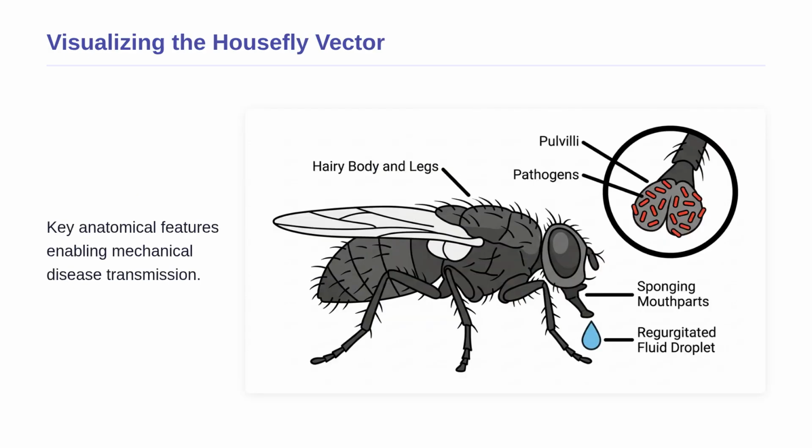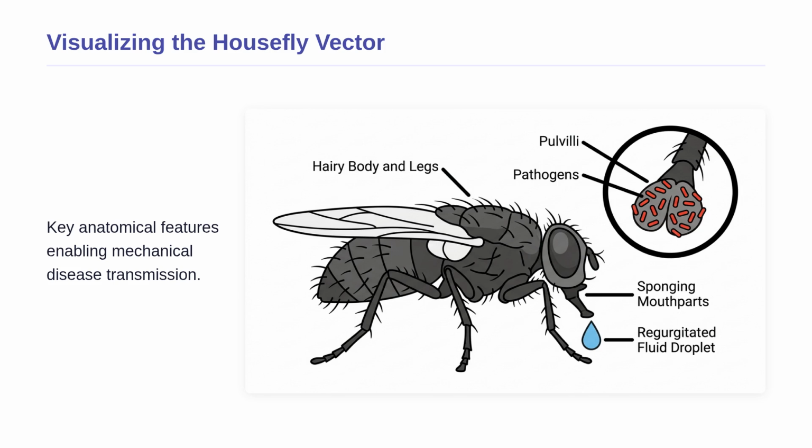Before we move on to the diseases they cause, let us see this anatomy with a concrete visual example. Here we have a detailed diagram of the housefly. Notice the dense hairs covering its body and legs, which act like a net for microscopic debris. At the front, you can see the sponging mouthparts, or proboscis, with a droplet of regurgitated fluid. This is how it liquefies its meals, contaminating whatever it lands on.